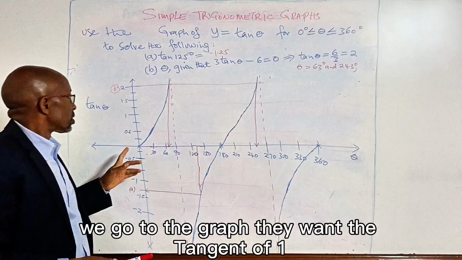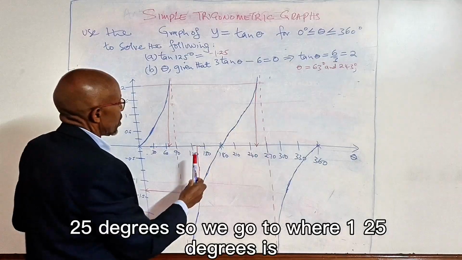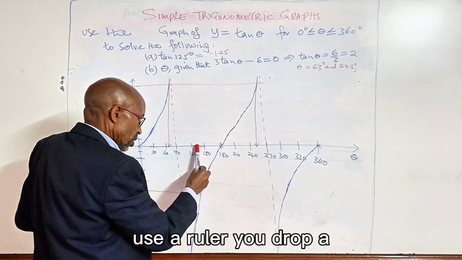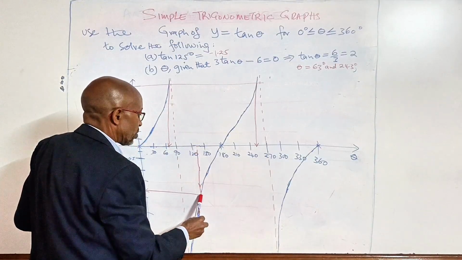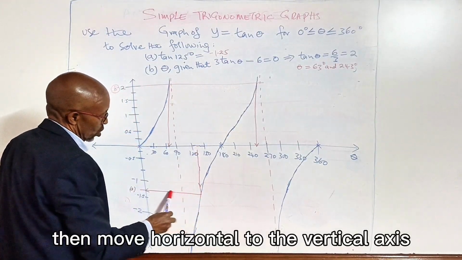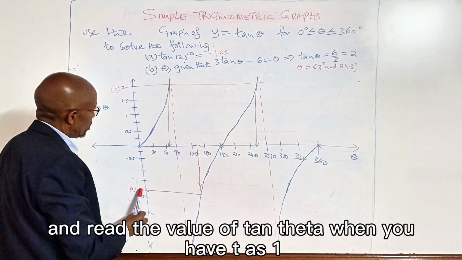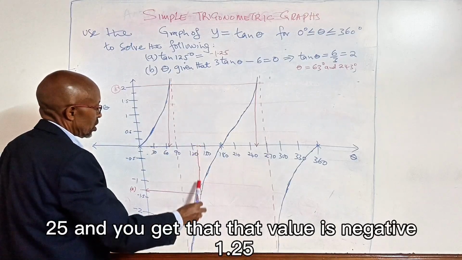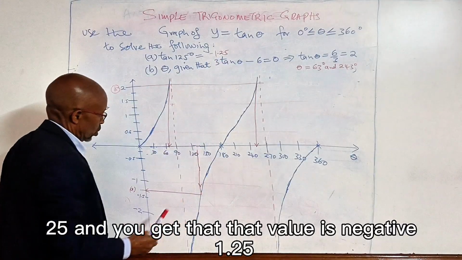We go to the graph. We want the tangent of 125 degrees. So we go to where 125 degrees is. Use a ruler, you drop a line to the curve. Then move horizontal to the vertical axis and read the value of tan theta. When you have theta as 125, you get that value is negative 1.25.